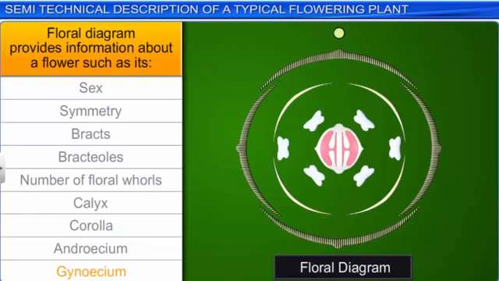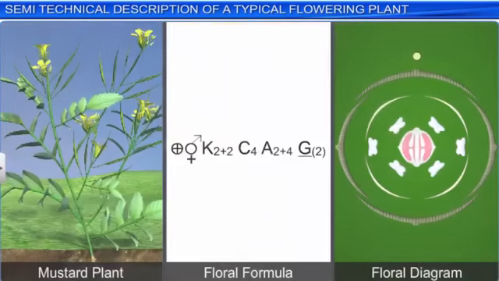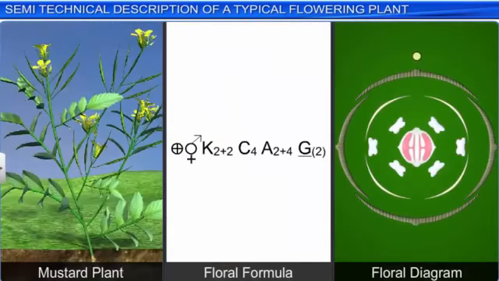Like in the floral formula, various symbols are used while drawing a floral diagram as shown. Thus, the description of a flowering plant provides vital information about the plant. The description begins with the vegetative and floral characteristics and is followed by the floral formula and the floral diagram.